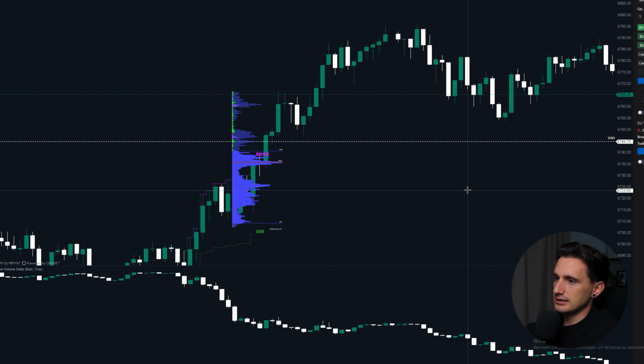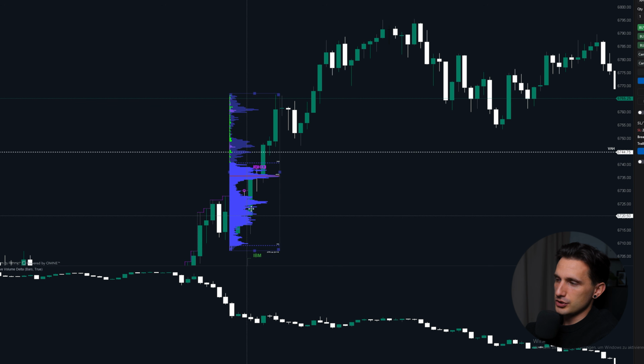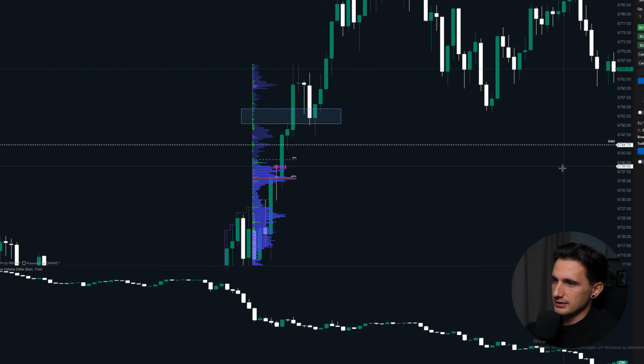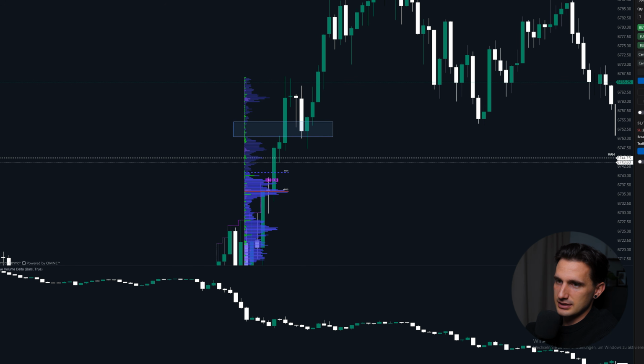So what we can see now here is that we are pushing outside of value area high. So what the market actually created here is a low volume node. So you can see this right in here. Okay, so this is a low volume node right here, right? And what we have learned is that low volume nodes are extremely good entry areas.